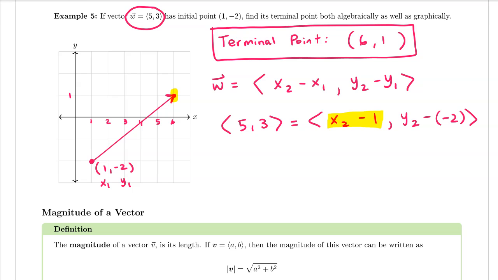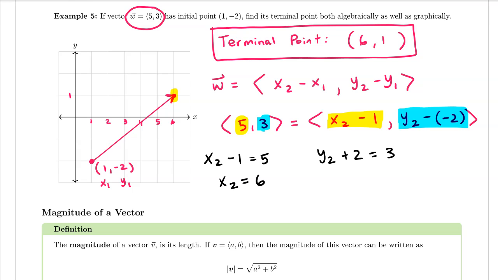If I set the components equal to each other, so if I set x2 minus 1 equal to 5, that would give us x2 minus 1 equals 5, and so x2 would have to equal 6. And then if I set the vertical components equal to each other, I would say that y2 plus 2 is equal to 3. If I subtract 2 on both sides, I get y2 is equal to 1. And so there also we get that our terminal point, I'm just going to abbreviate it to TP, is 6, 1. So that's another way we could have gotten our answer algebraically instead of graphically. So that completes example 5.